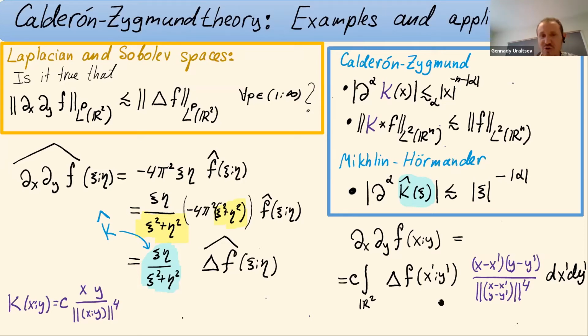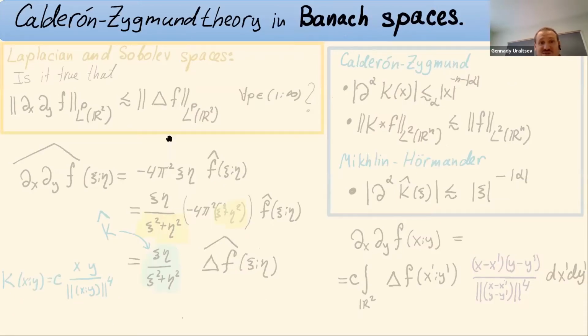Okay, so since this is just the Calderón-Zygmund kernel applied to the Laplacian, there we go. We have the results, so the L^p bounds that we require are true. Okay, so now the question becomes, what happens? Like, what's the corresponding question for Banach spaces?